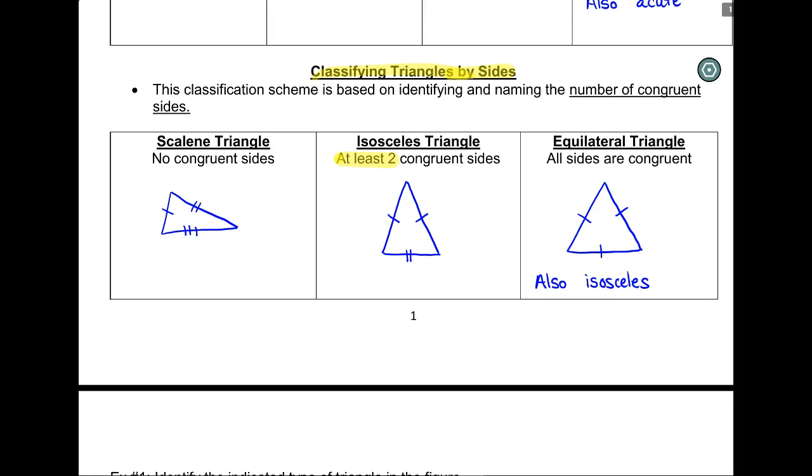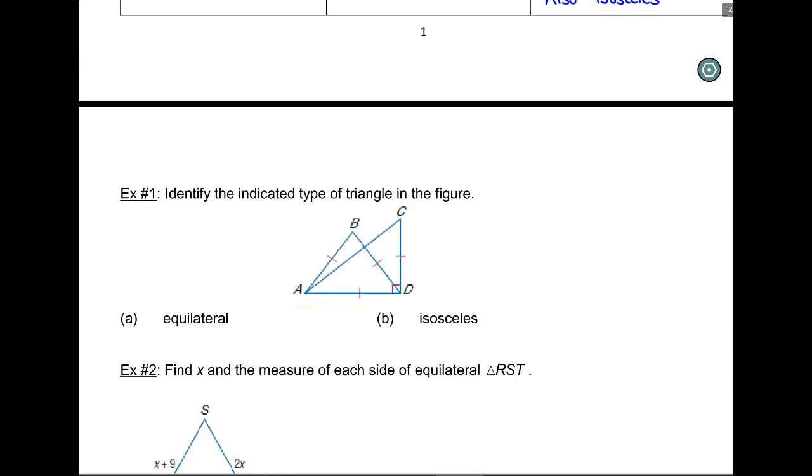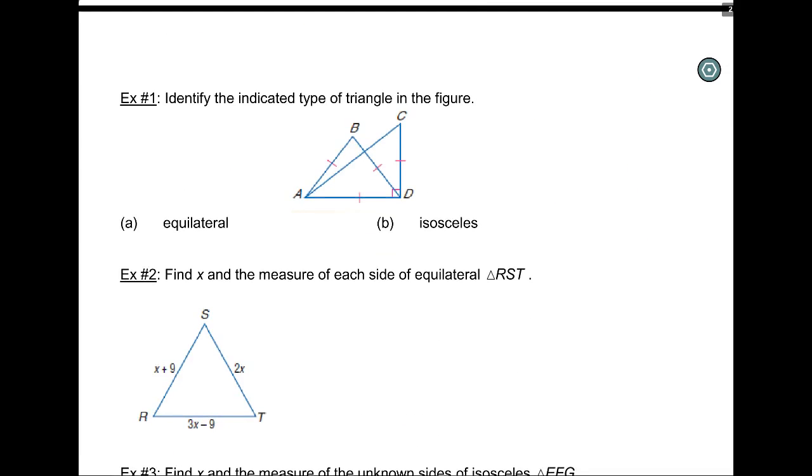Now, if I give you a triangle and I say to classify it and I see all 3 sides are marked congruent, I wouldn't want you to just call it isosceles. I'd want you to call it equilateral. If you called it equilateral and isosceles, that's fine. But when I ask you to classify, I'm looking for the most detailed, the most specific to that picture, okay?